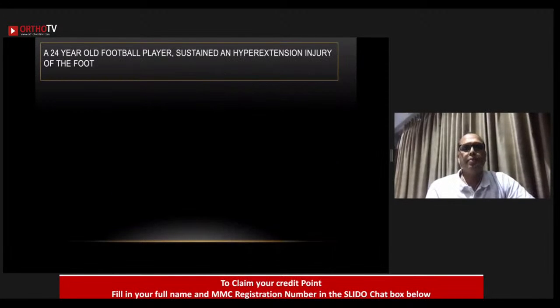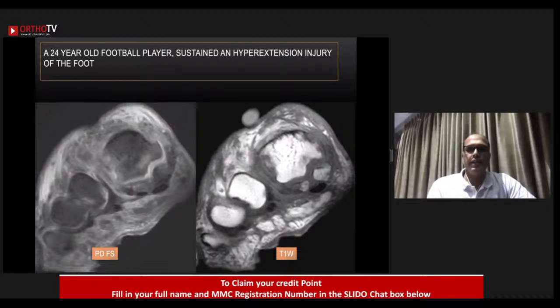Now, another patient, who is a football player, sustained a hyperextension injury of the foot. This is the T1 weighted image. This is the PD fat suppressed image. The entire focus is that he was having pain along the base of the great toe, on both sides, I mean the plantar as well as the dorsal side. This is certainly telling us that there is some element of distorted anatomy corresponding to the great toe.